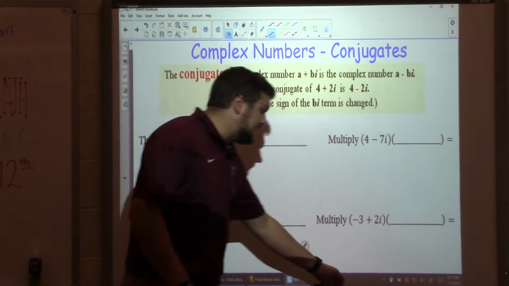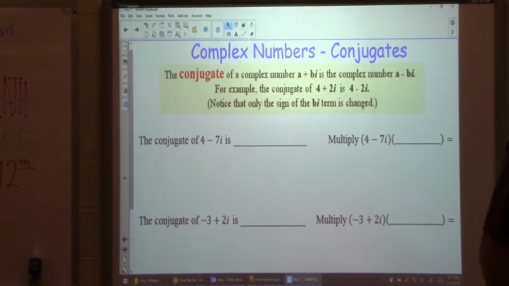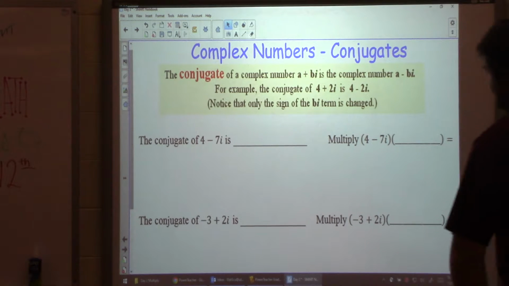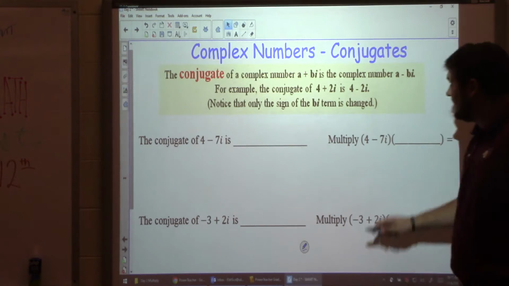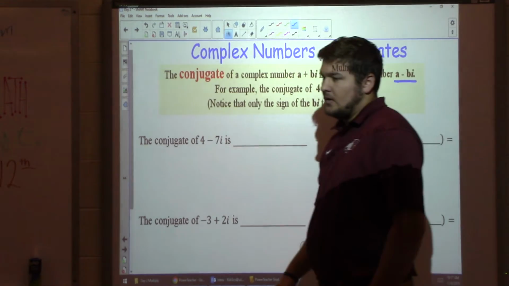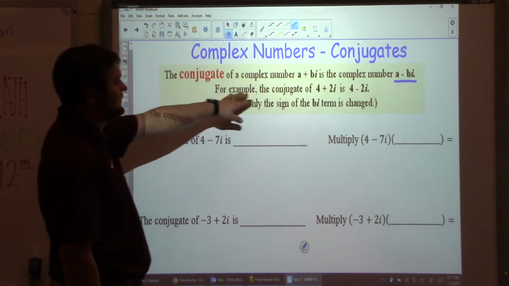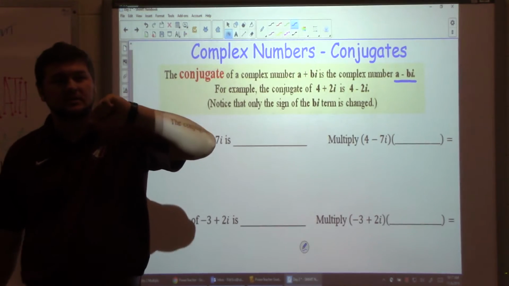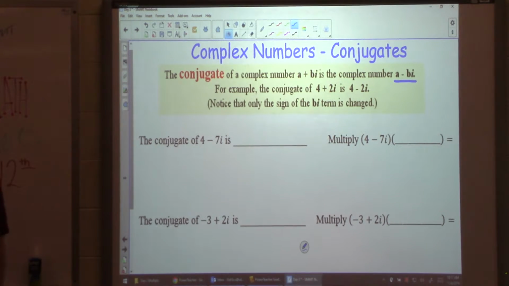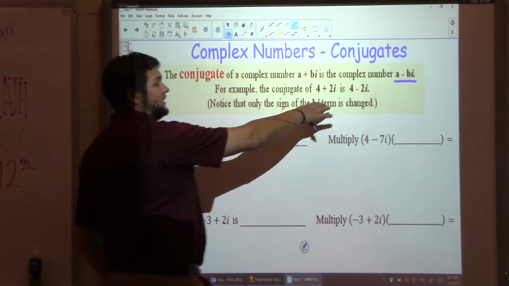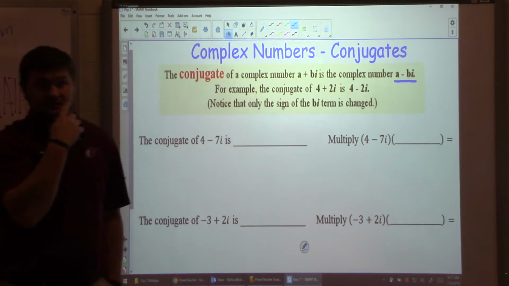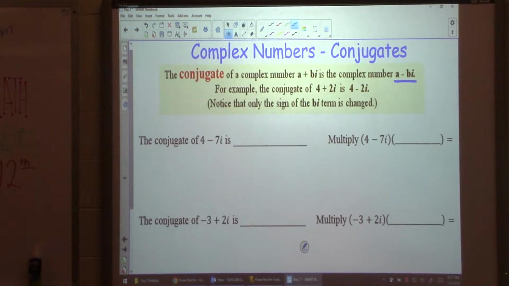The other thing we're going to talk about today is the complex conjugate. Our complex conjugate for a complex number a plus bi would be a minus bi. All we're doing is switching the sign of the imaginary part. So if I have 4 plus 2i, what's the imaginary part there? 2i. So to make the conjugate, I switch the sign of 2i. Instead of 4 plus 2i, now it's 4 minus 2i. When we multiply them together, something's going to happen. You'll see. Trust me.